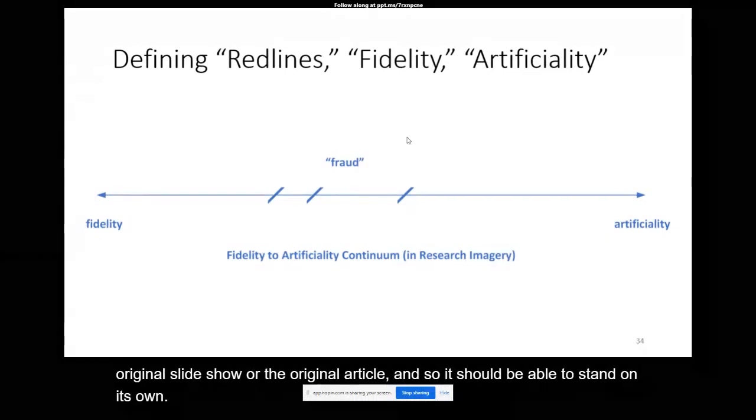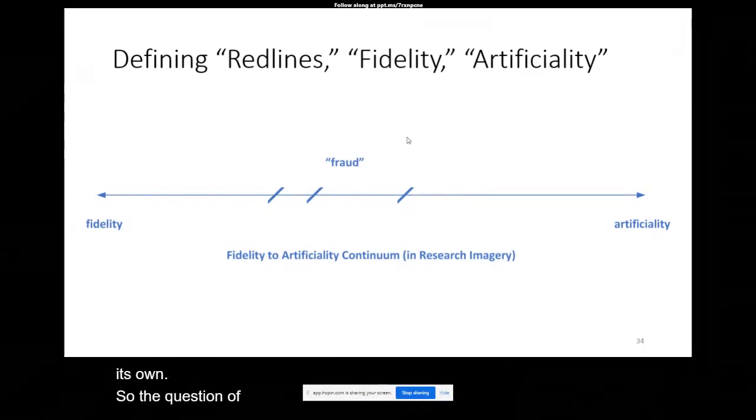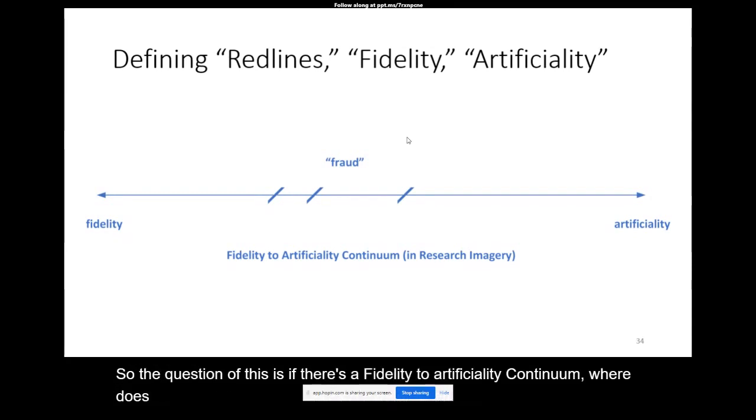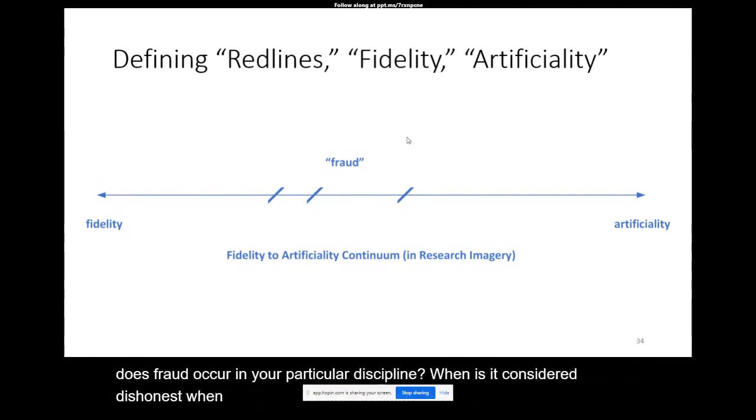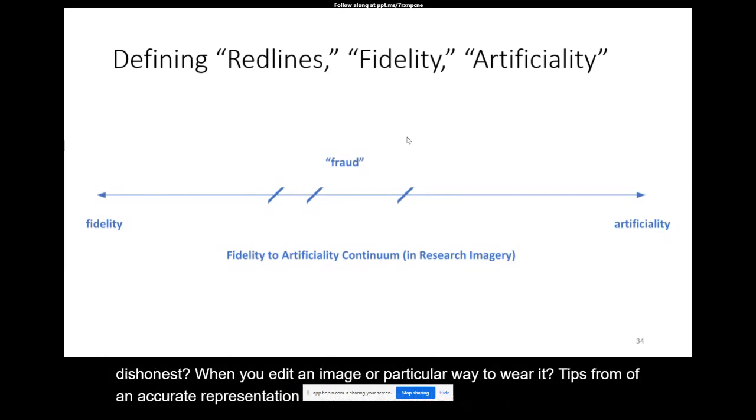So the question of this is, if there's a fidelity to artificiality continuum, where does fraud occur in your particular discipline? When is it considered dishonest when you edit an image a particular way to where it tips from an accurate representation of whatever your image is describing, and it becomes artificial?